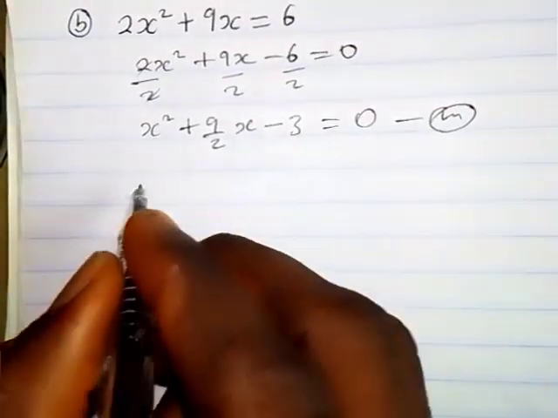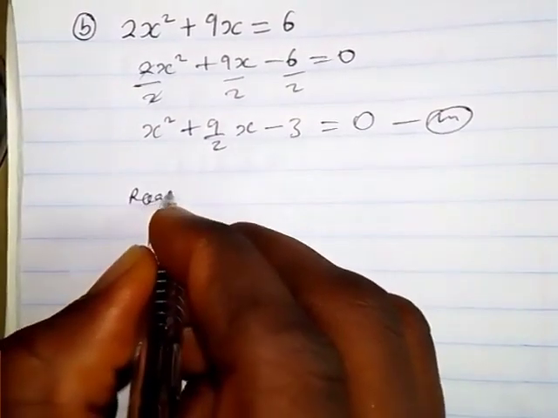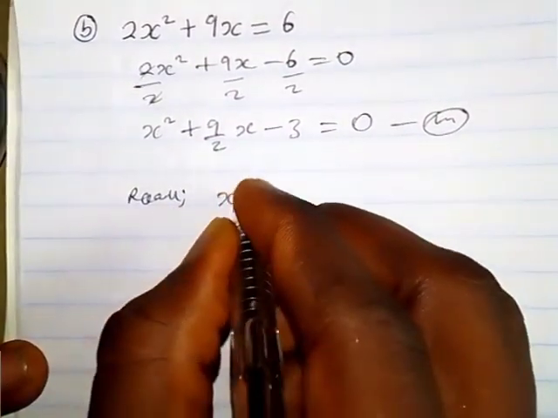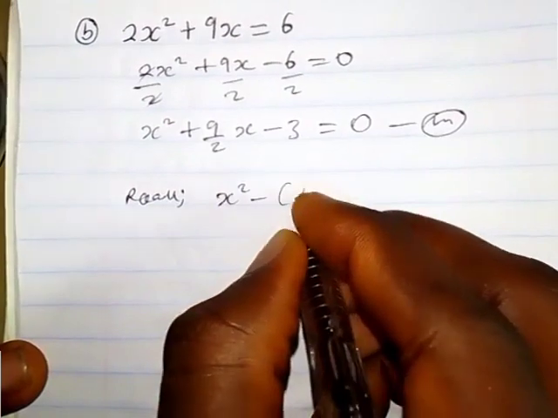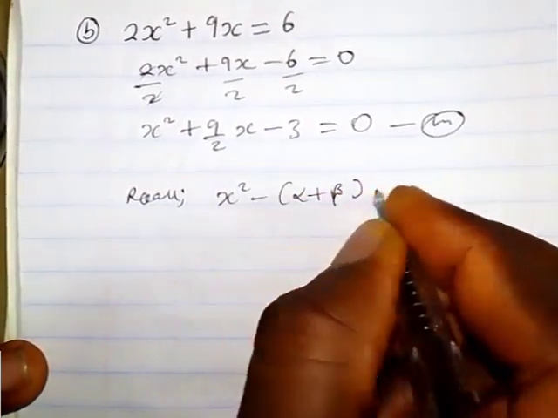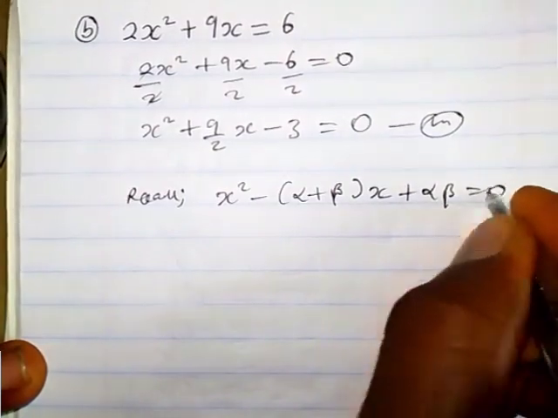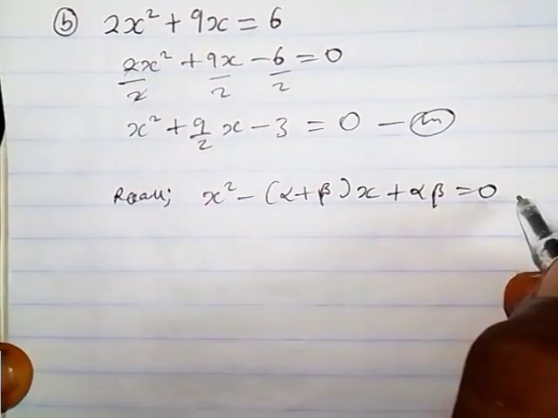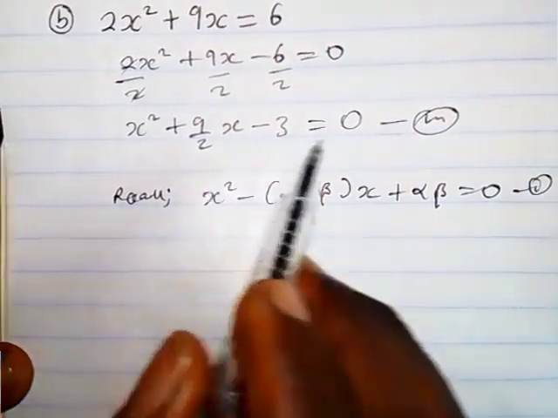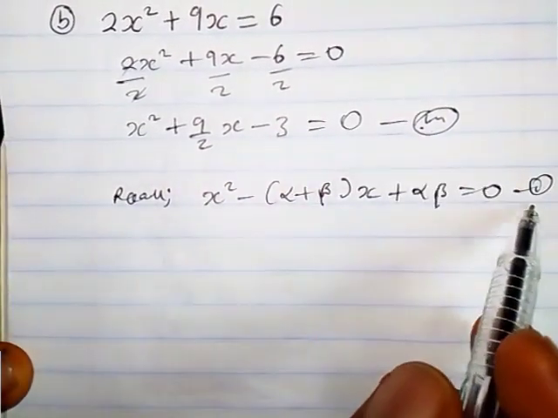Recall from equation 1 that equation 1 is x squared minus (alpha plus beta) times x plus alpha beta equals 0, which is equation 1. So now we compare equation 3 and 1 together.